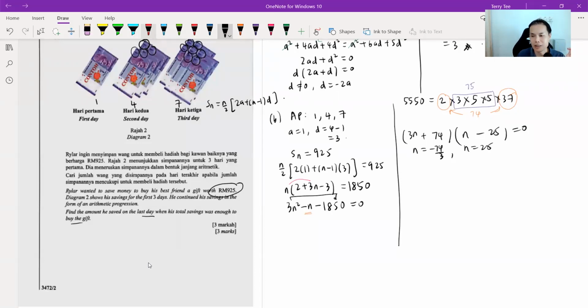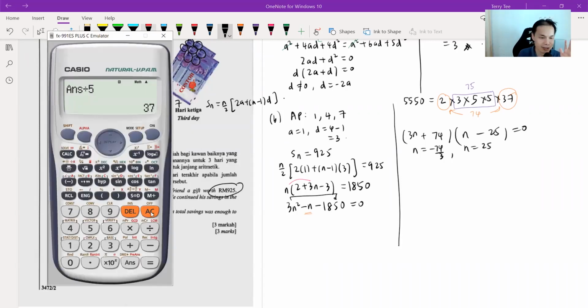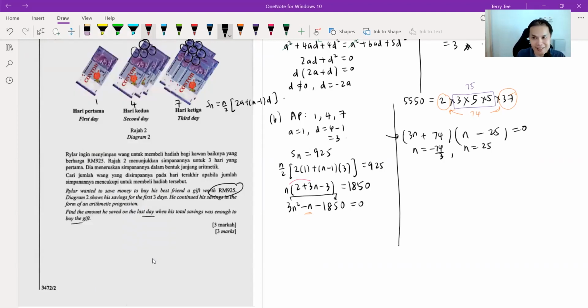Now, I know a lot of students say, Terry, this is very long. Can I not do this? I don't want to use my mental effort to do this. I just press mode, 5 for equation, number 3. I key in the values 3, negative 1, and negative 1850. There you go. I got x1 is 25, x2 is negative 74 over 3, and just work backwards, show my working for factorization. Yes, you can do that. But make sure you show your working for factorization. So in this case, your n cannot be negative. We know number of terms cannot be negative, so n is 25.